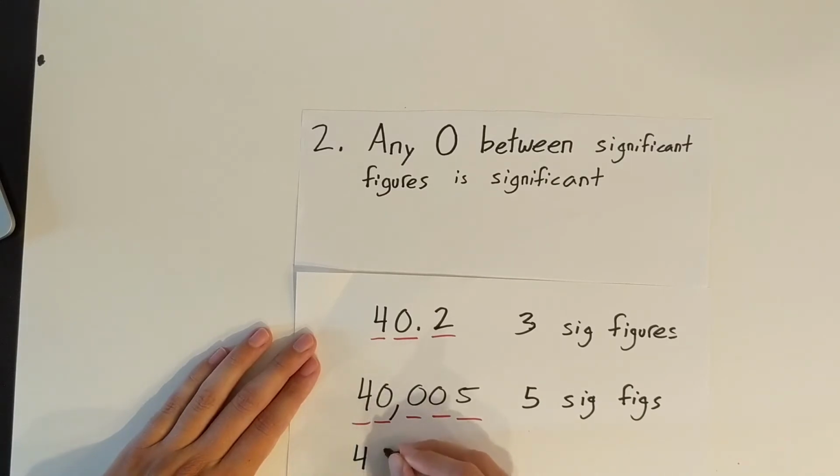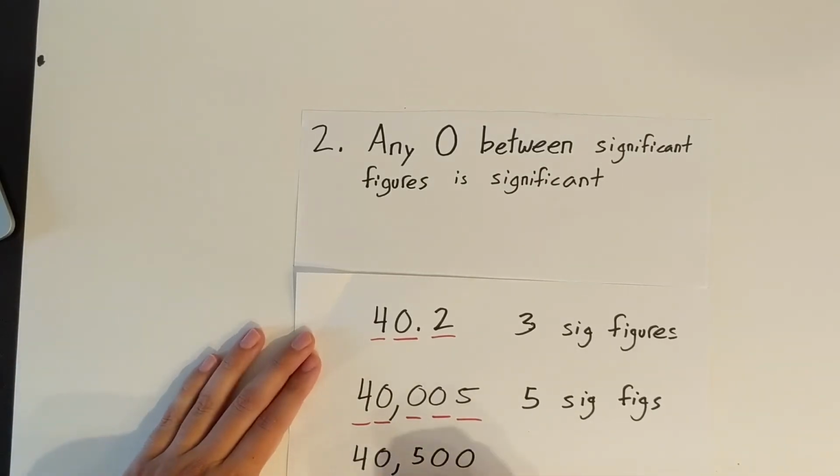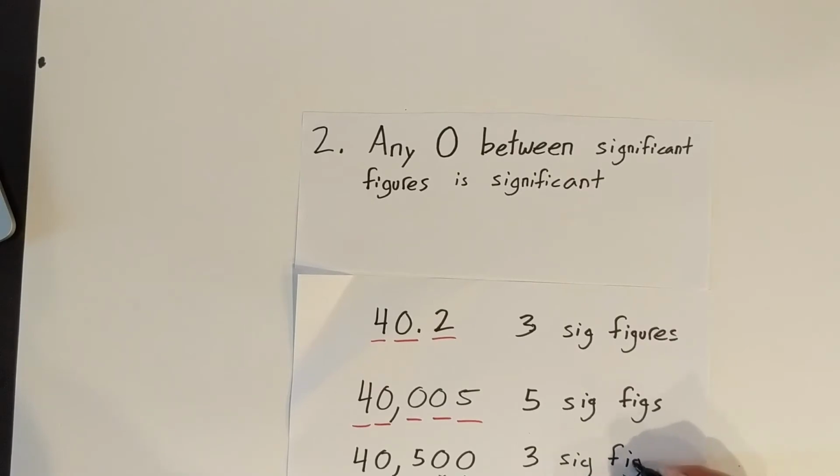Similarly to this, let's try another rule. What if we had 40,500? So we know 4 and 5 are significant figures from rule number 1. Now we're going to use the sandwich rule. This 0 is between our significant figures, whereas these zeros over here are not. So this 40,500 would only be 3 significant figures.